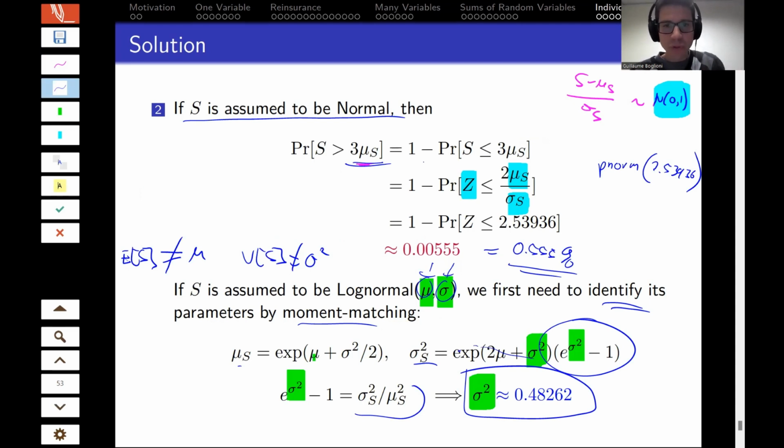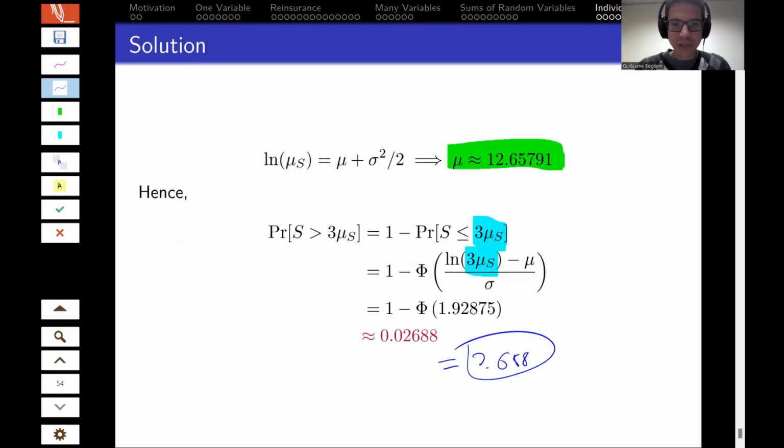Now, I say underestimate, but in fact, as of now, we don't know which number is more correct, because both are approximations. We get two substantially different numbers. This number is a bit closer to the real value. Now, what's the real value? We don't know, because we don't know the exact distribution of S.